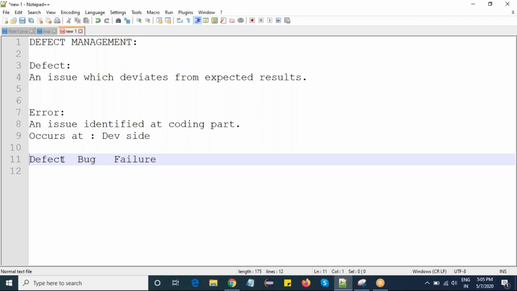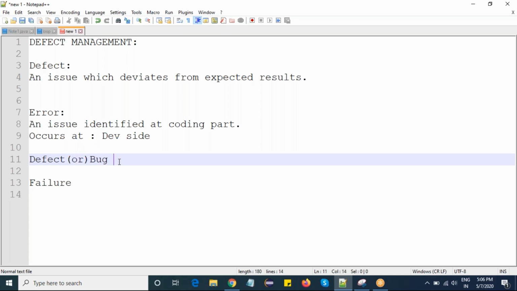What is a defect? And now tell me, what is the difference between defect and bug? I'm changing my sentence: what is the difference between defect or bug? Defect and bug are the same. Don't be confused, both are the same. Some organizations call it a bug, some organizations call it a defect.